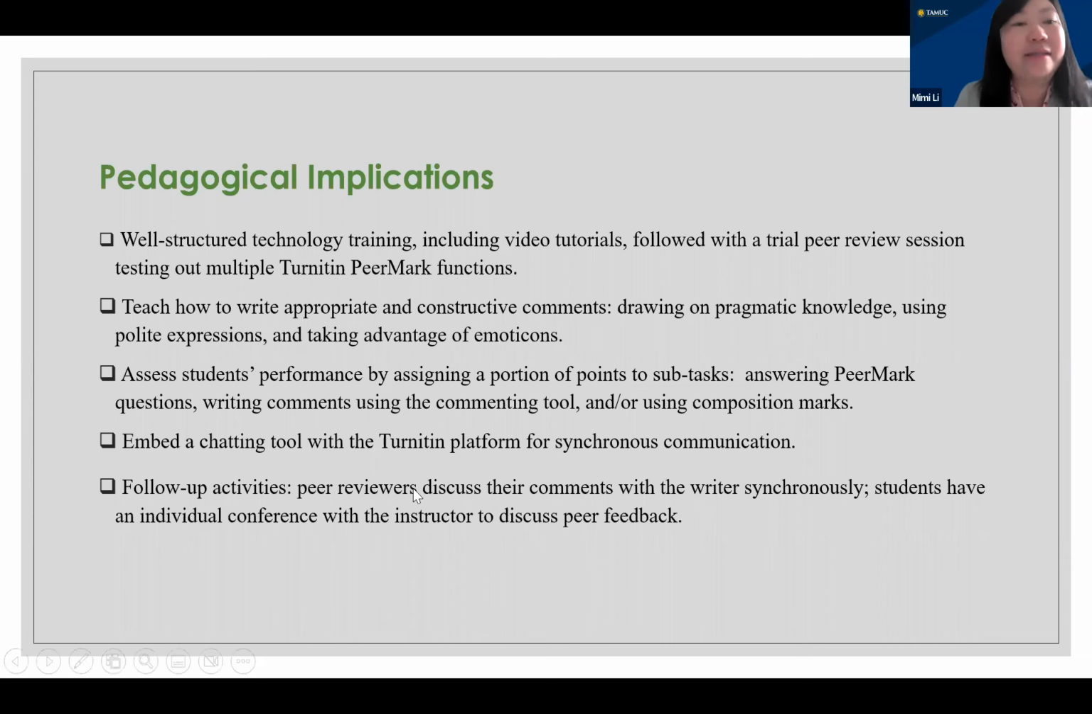And also, we can assess students' performance by assigning a portion of points to the subtasks. We don't want to just throw the task to them. We tell them your peer review activity will, of course, be assessed according to these rubrics. That would be motivating for them. Also, we want to embed the chatting tool as well. Remember, the asynchronous tool is not enough. Sometimes students want to just have face-to-face communication or synchronous communication. That's okay.